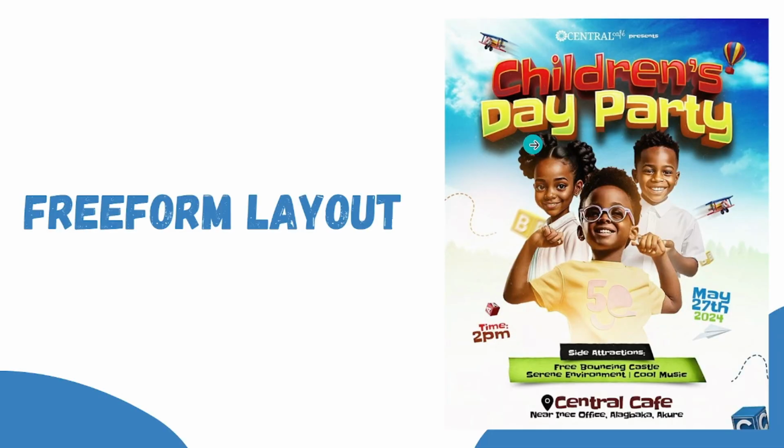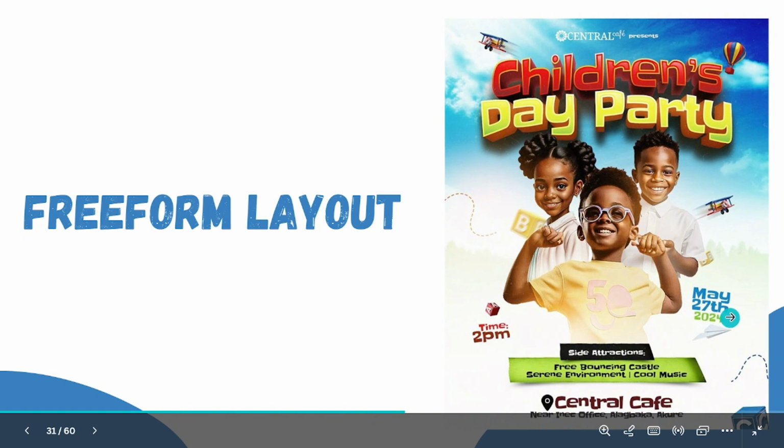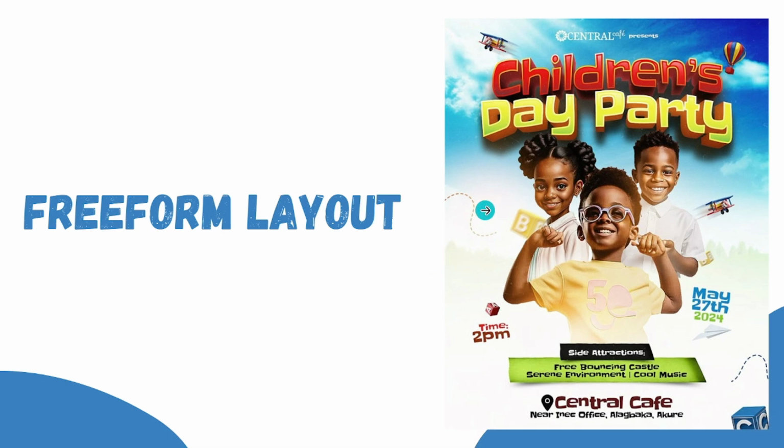Now let's look at this right here. Back to this Children's Day party. If you look right here, you can see there are some images here. Even the time is here, the date is here. Do you understand? So this is one of the examples of freeform. Even though there is no grid line for it, the design is still looking neat. It's still looking fine. You can still read it, even though it's a freeform layout design.